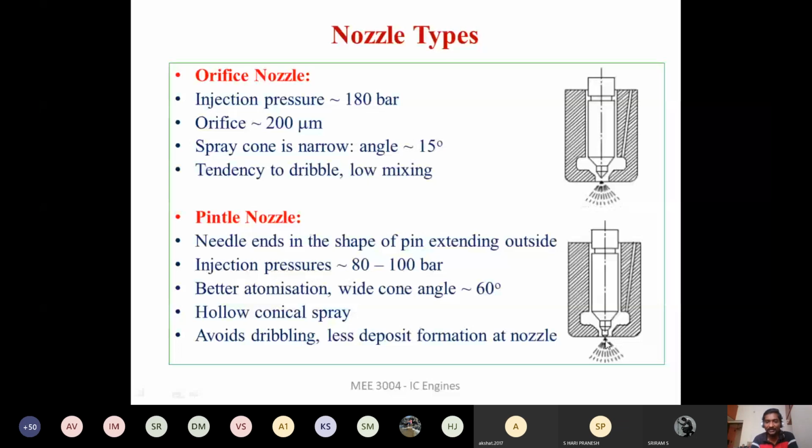So this avoids the dribbling of the fuel, because the fuel that is present in the sac will not be allowed to enter into the orifice, because there is a small pin present, which will not allow the fuel to drip when the nozzle is not open. Okay.